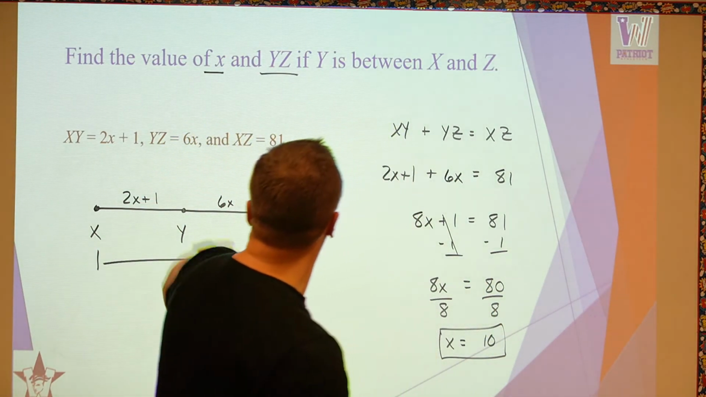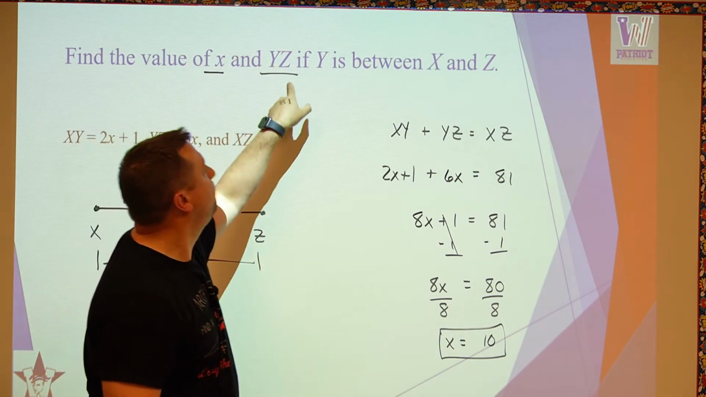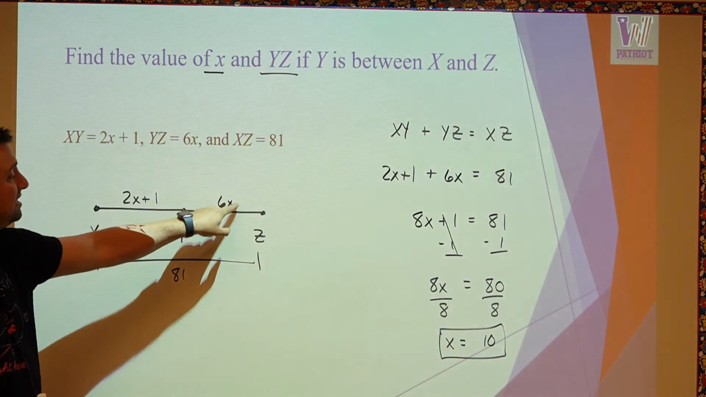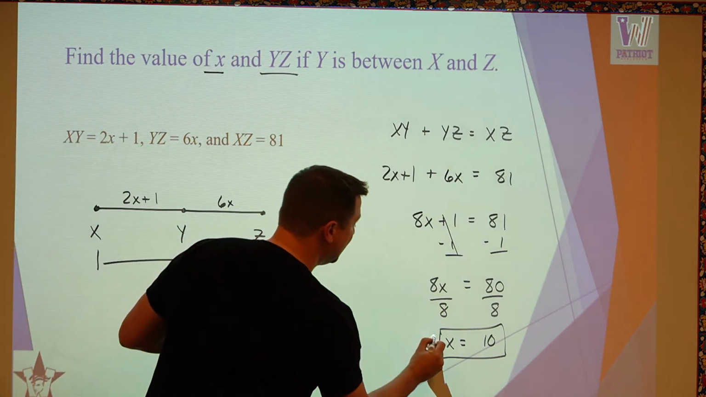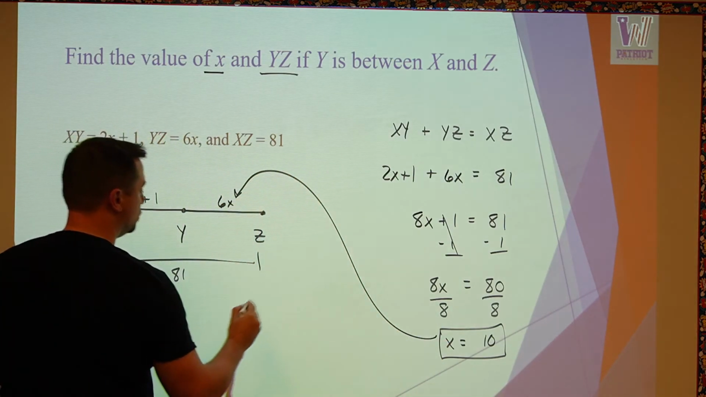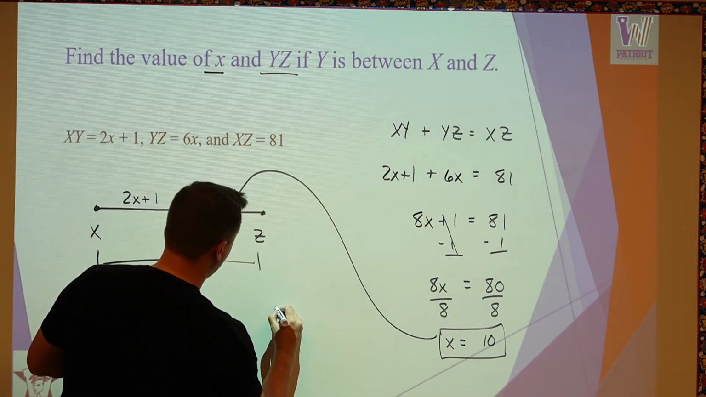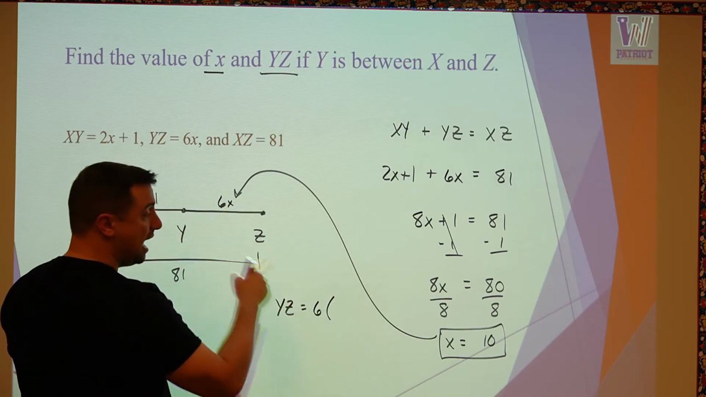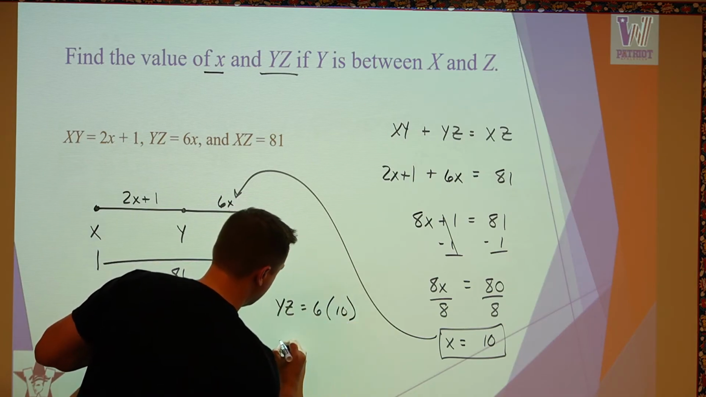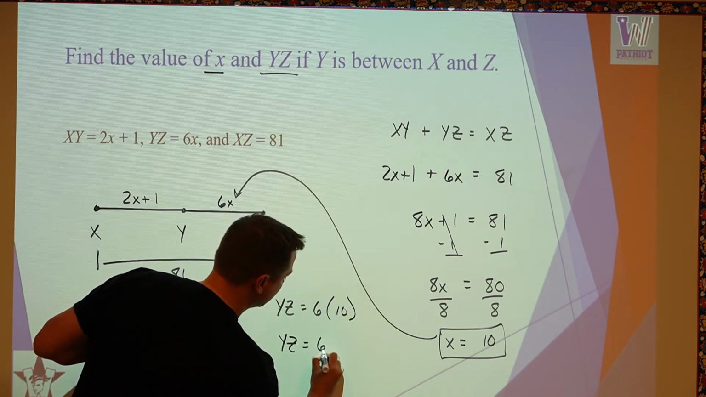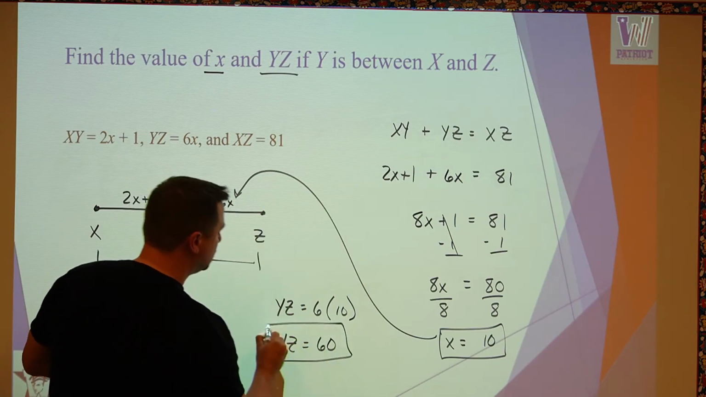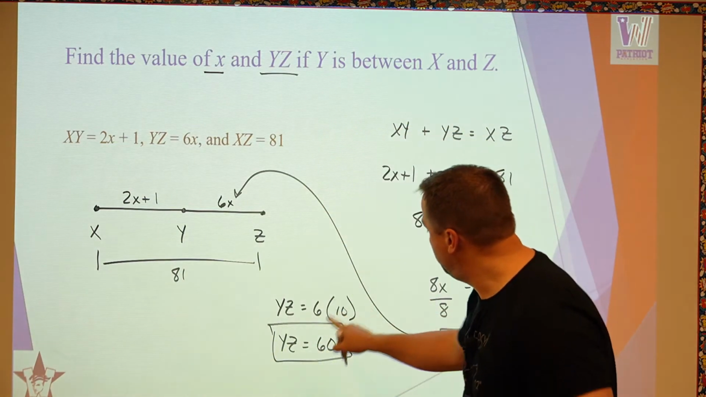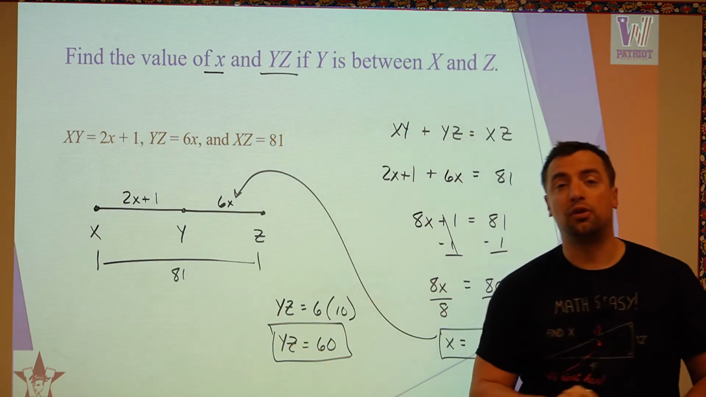No, we didn't, because it asked us not only to solve for x, but what is yz as well? Where's yz? Yz is this right here, 6x. So you know what we have to do? We've got to take this and plug it in. So let's do that. We've got yz equals 6 times x. X is 10, so let's plug 10 in. And then I got yz equals 60. And now I've answered both questions, and you'll get full credit on that test when you do both, solving for x and solving for yz.